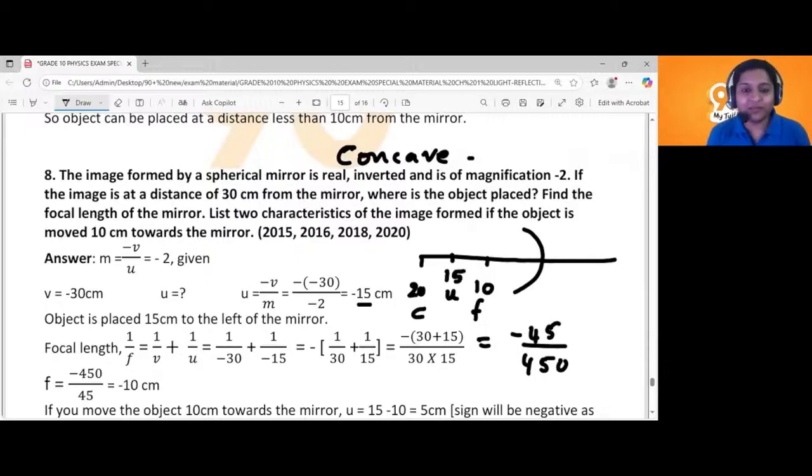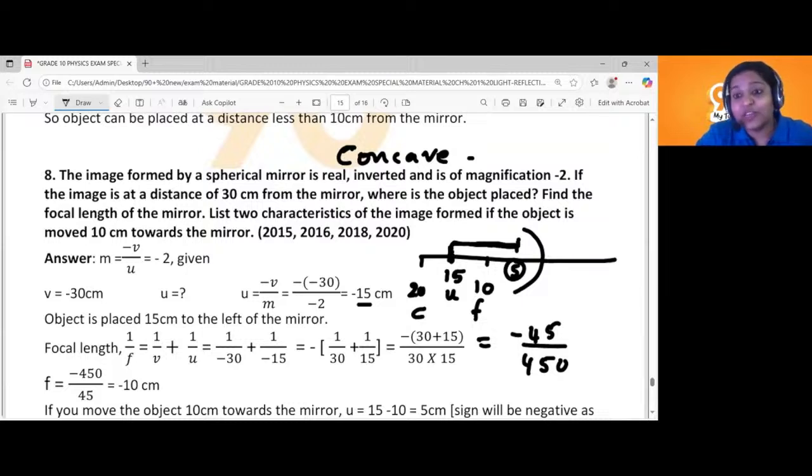And the question is, list two characteristics of the image formed if the object is moved 10 centimeter towards the mirror. We have to think about that. From this 15, 10 centimeter towards the mirror means from 15 take 10 towards the right. Where is that location? At 5.